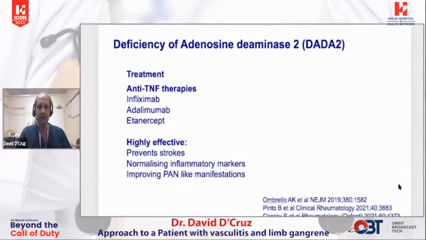So the treatment of DADA2 involves anti-TNF therapies: infliximab, adalimumab, and etanercept. There are no clinical trials in this area because of the small number of patients, but several case series have shown that anti-TNF therapy in DADA2-associated PAN is a highly effective treatment. It prevents strokes, normalizes inflammatory markers, and improves polyarteritis nodosa-like manifestations.